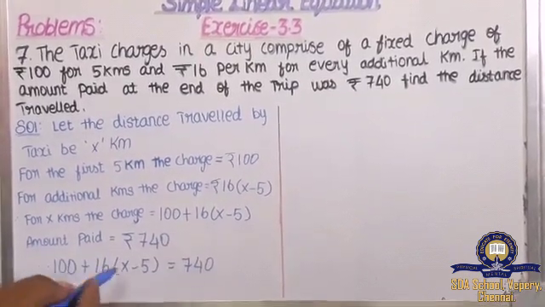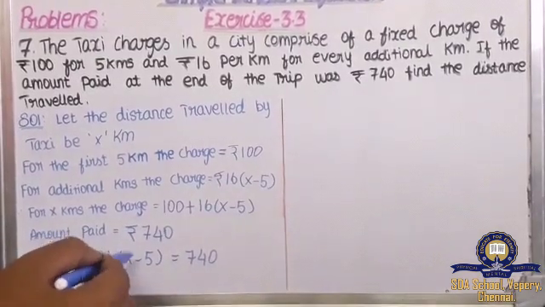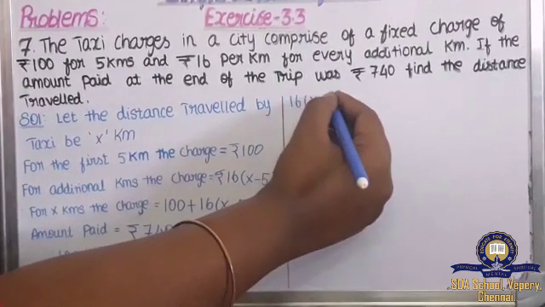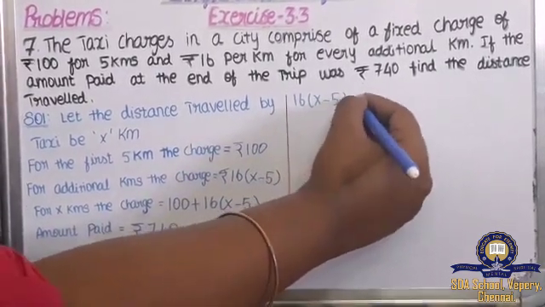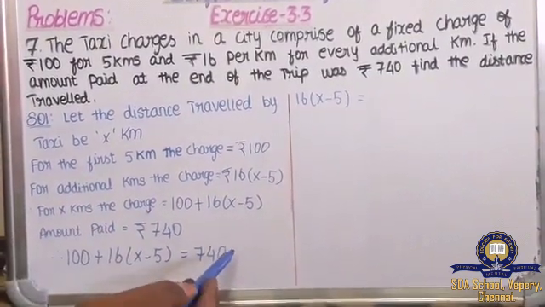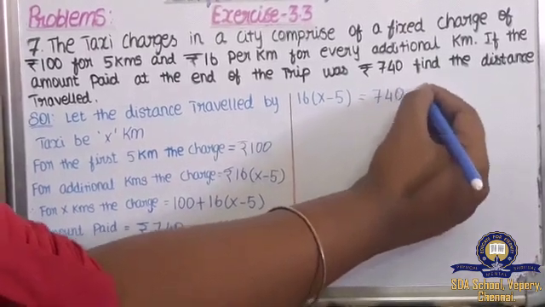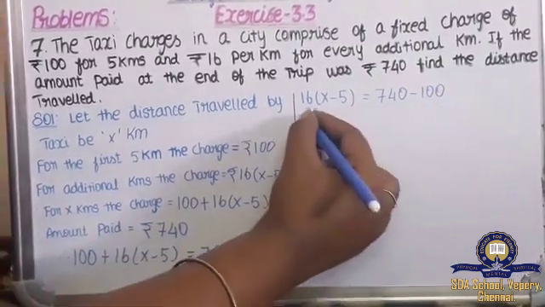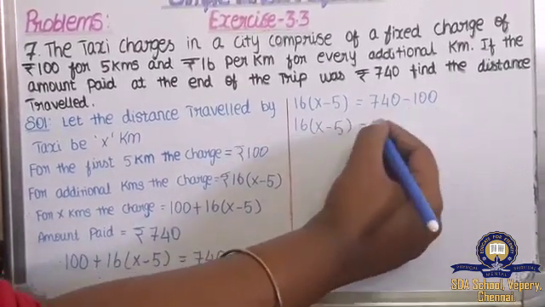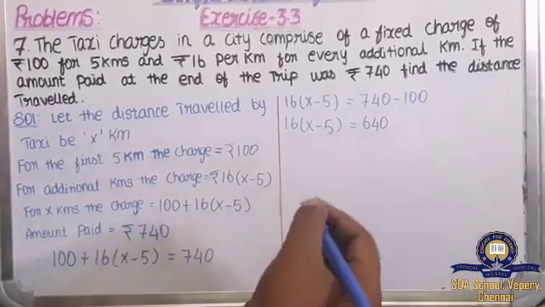Here we need to find the unknown variable x. For that, first we need to find 16 into (x minus 5). So keep it on the left hand side. 16 into (x minus 5) is equal to 740, and 100 is in addition, so it goes to the other side and becomes subtraction. Therefore 740 minus 100. When we subtract these two values we get 640. 740 minus 100 equals 640.